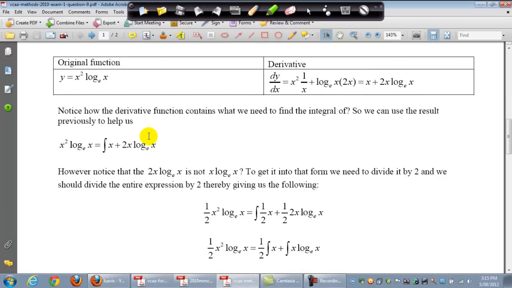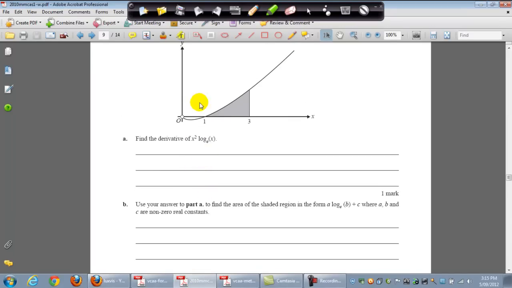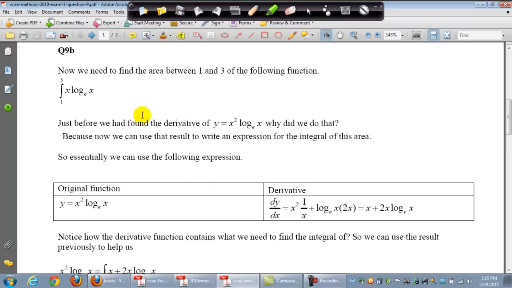So what do we need to do now? Well, we need to take the antiderivative of that. But that's 2x log e. It's not x log e as we requested, because we have to find the area between here and here, and as we've already seen, we need to find this.